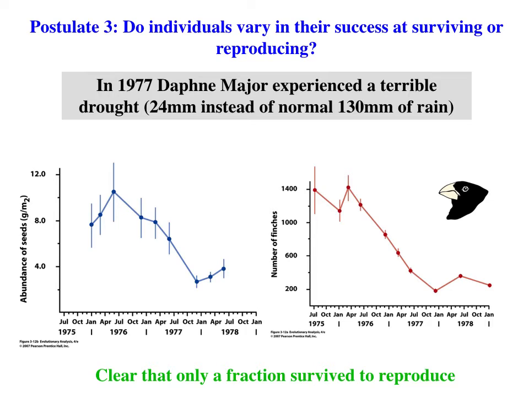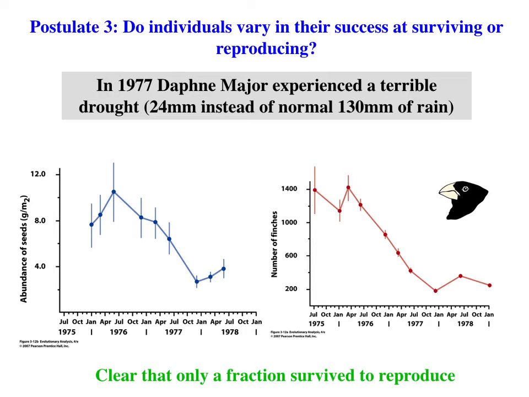We don't have to have these catastrophic events, though, to fulfill postulate three. In this case, this is good, solid evidence that only a fraction of them survived, so postulate three is satisfied, right? But even in our everyday lives, our reproductive potential outweighs the number of individuals or offspring that we have, right? It can just be everyday stuff. It doesn't have to be a catastrophic thing.